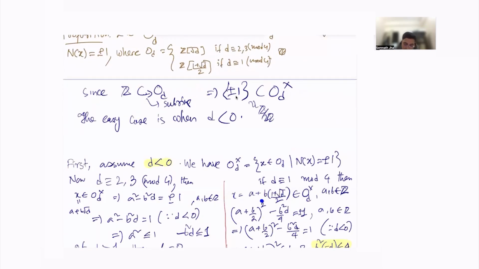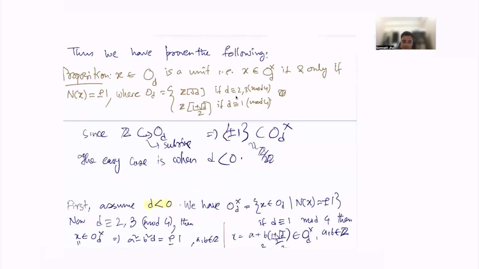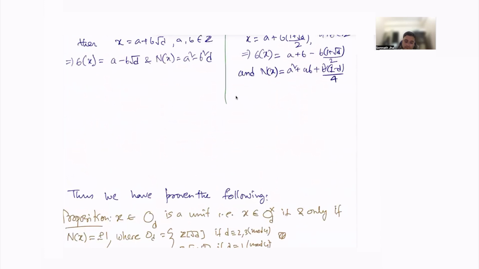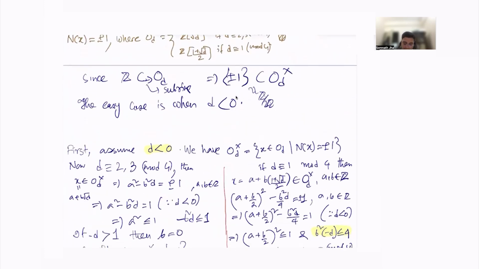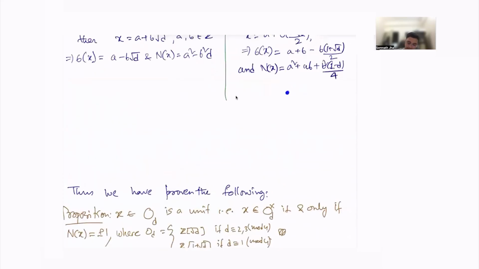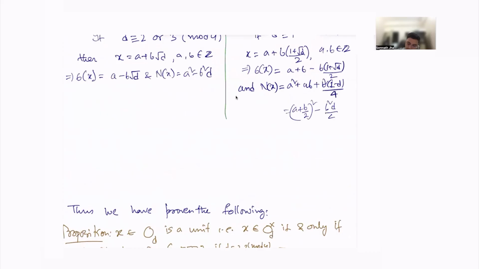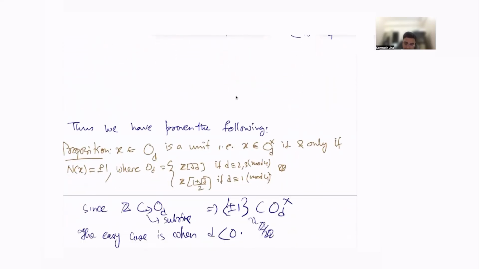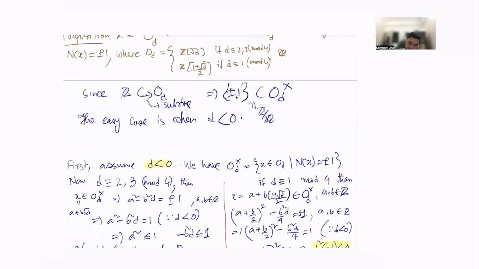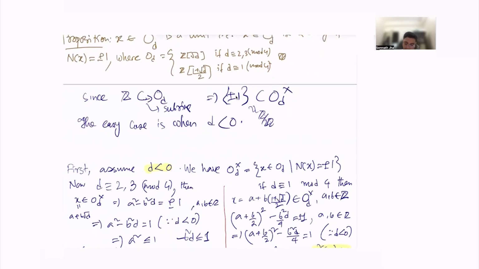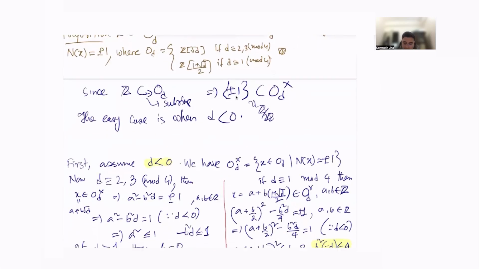So either way, its norm you can calculate. The norm is a plus b by 2 whole square minus b squared d by 4. Right? This will be the norm. You can calculate here also. So this one you can write as a plus b by 2 square minus b square d by 4. This is the norm. Okay? So this has to be equal to plus minus 1.